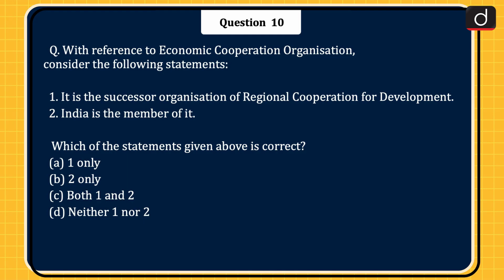Last question is, with reference to Economic Cooperation Organization, consider the following statements. 1. It is the successor organization of Regional Cooperation for Development. 2. India is a member of it. Which of the statements given above is correct? 1 only, 2 only, both 1 and 2, or neither 1 nor 2? The correct answer is option D, neither 1 nor 2.